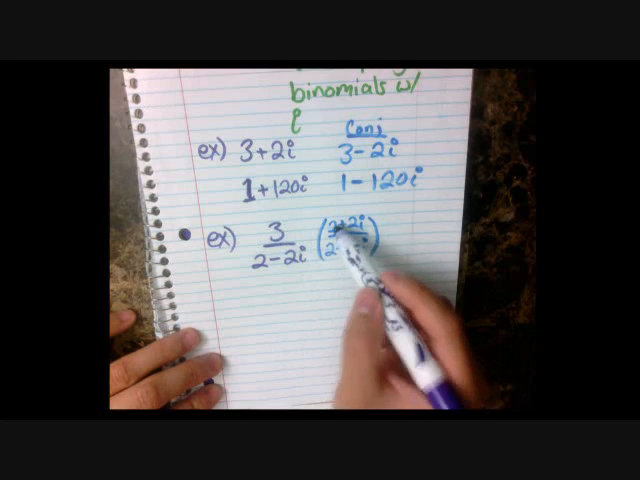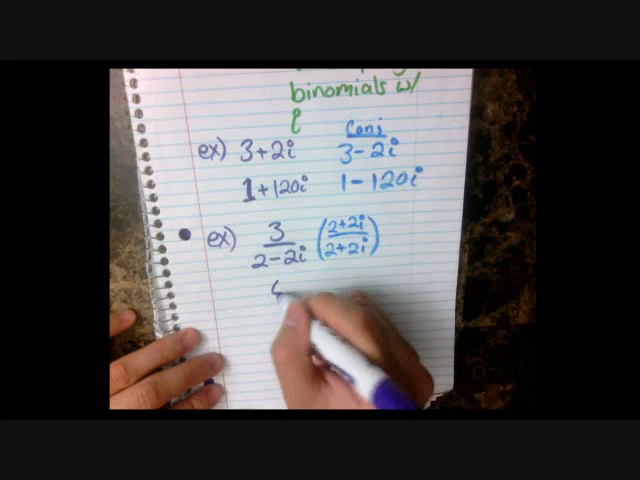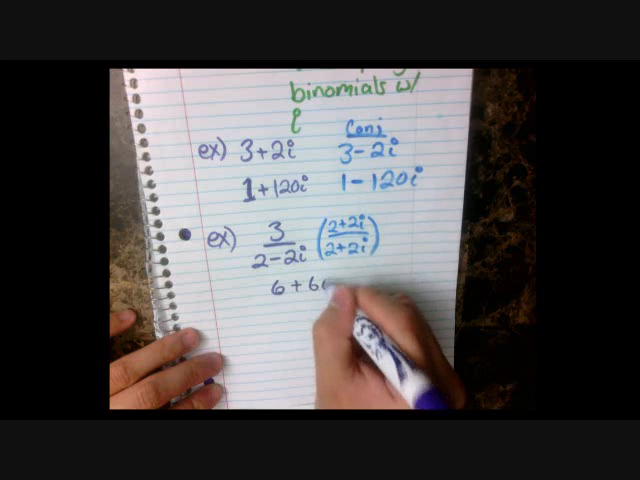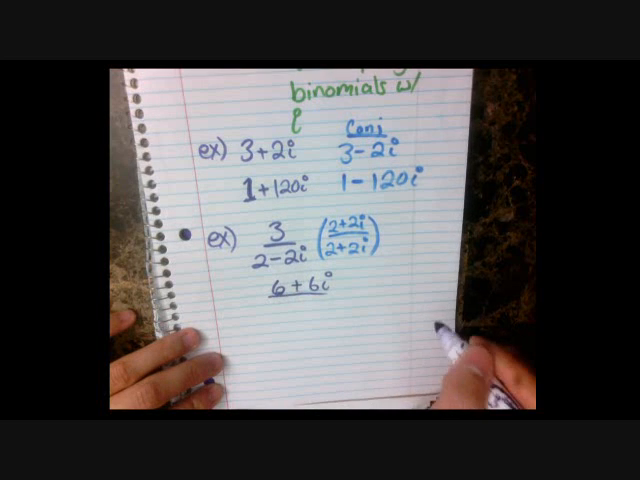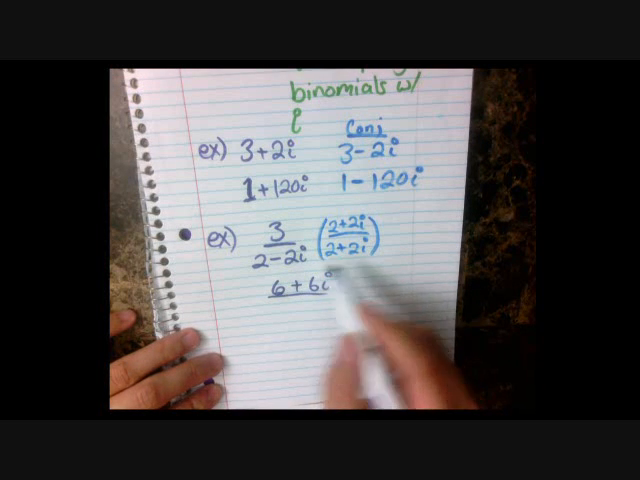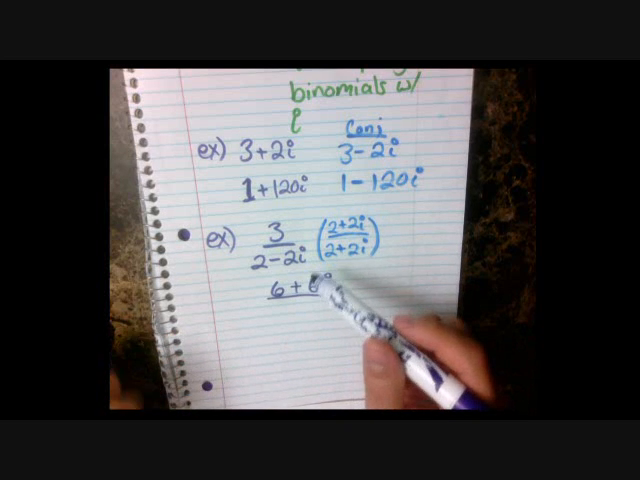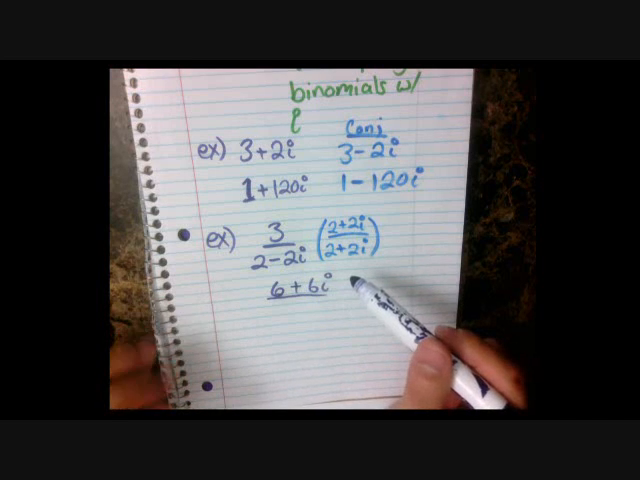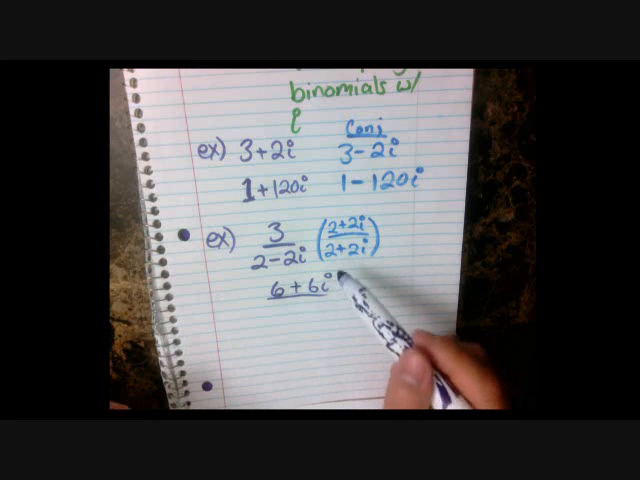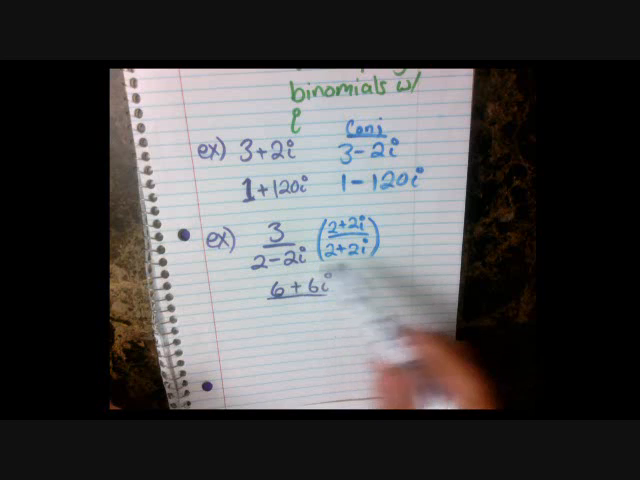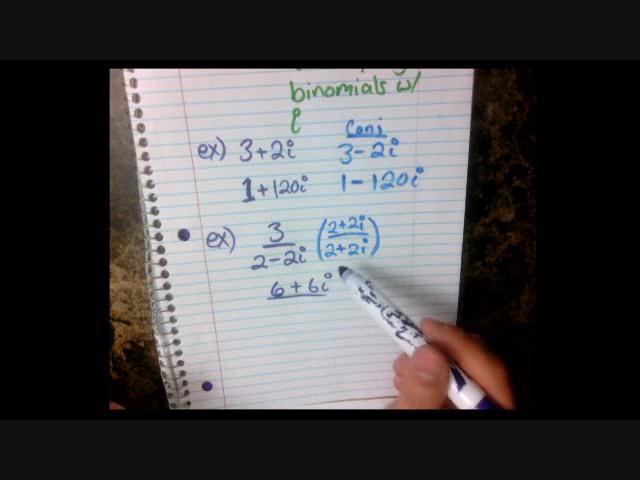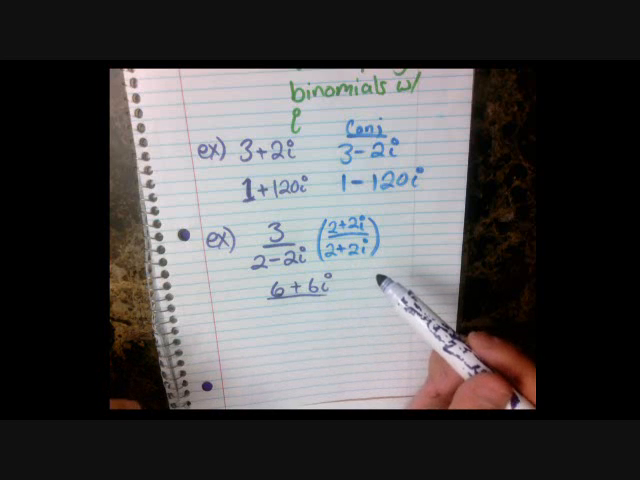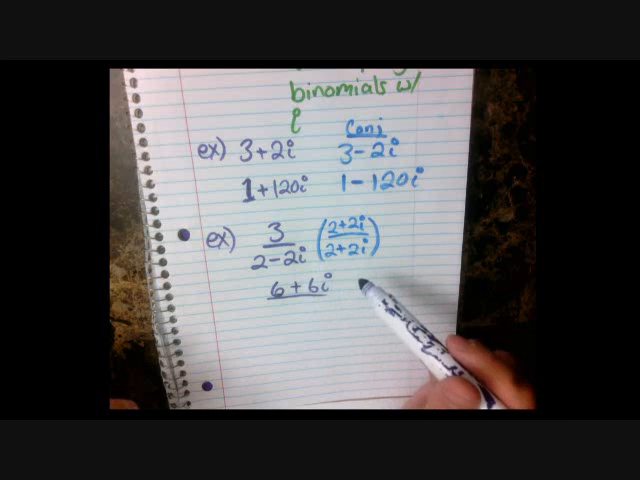So let's go ahead and distribute. 3 times 2 is 6. 3 times 2i is 6i, all over. And now we're going to do this part. I told you earlier that conjugates follow this thing where you eliminate the outer and inner terms. The reason we use the conjugate is because you eliminate your outer and inner terms. You only have to do your first term and your last term. It creates a difference of perfect squares situation.